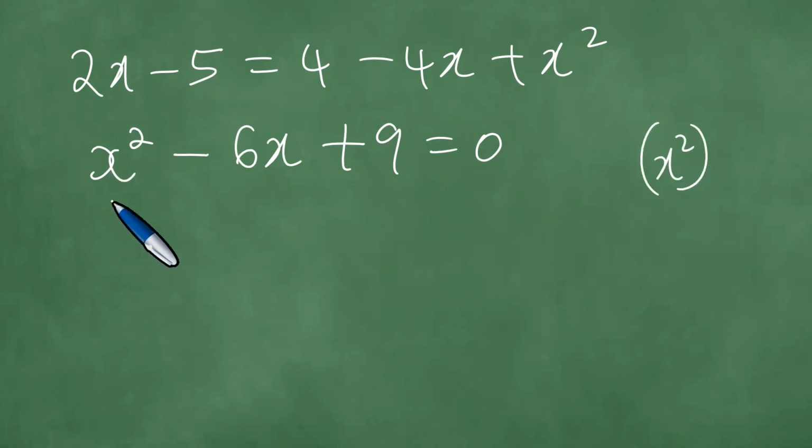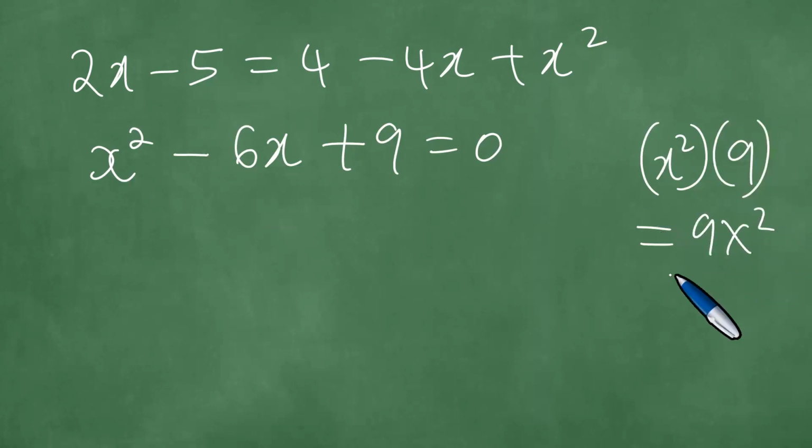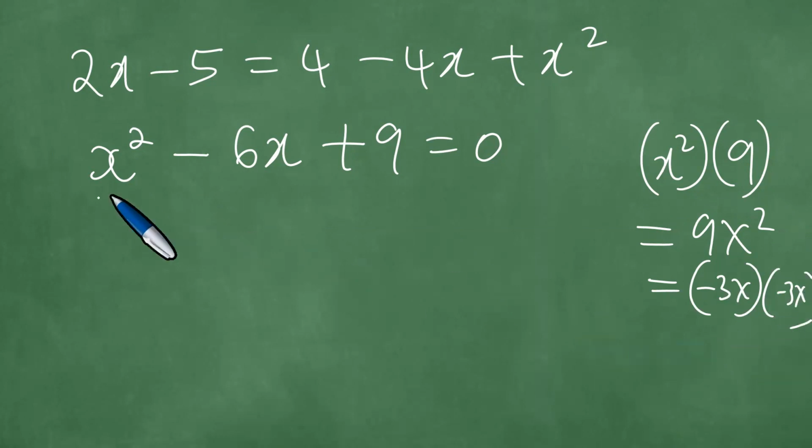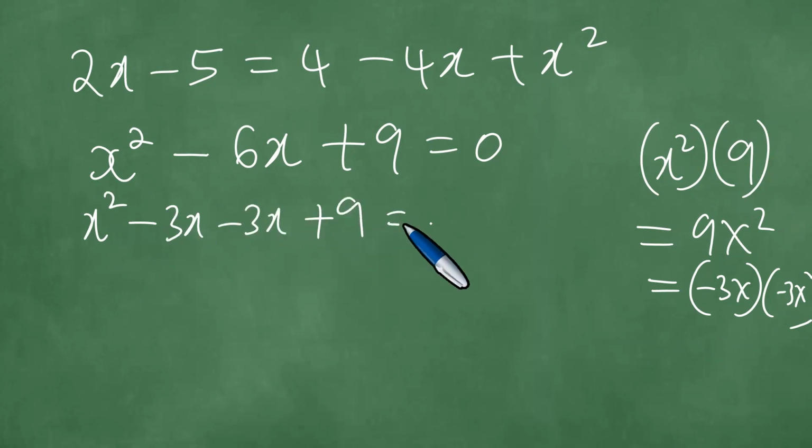Okay, to get the factors there, I know they're very easy, but I want to train you to just learn this method and make sure you understand this method. You multiply x squared with 9, you get 9x squared. What are the factors of 9x squared that give minus 6 when added? They are minus 3x and minus 3x. So that in the end here, you have x squared minus 3x minus 3x plus 9 equals 0. Okay, I just want you to grasp this method.